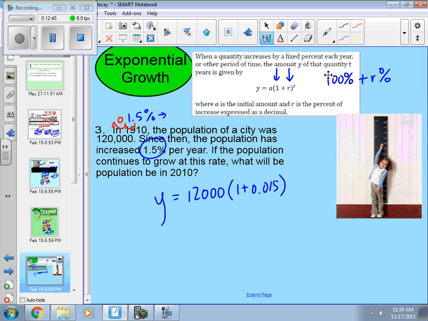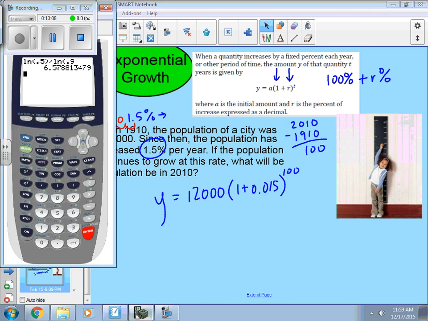So this one we actually can fill in our exponent. We do have to figure it out though. What's the time going to be in this problem? Well, if we're ending at 2010 and we began at 1910, how many years is that going to be? Looks like 100. 100 would be our exponent. This one isn't going to require any logarithm to solve. This is just a pure calculator problem. All you got to do is type this in and you should get the answer. So 12,000 times 1 plus 0.015 all to the power of 100.